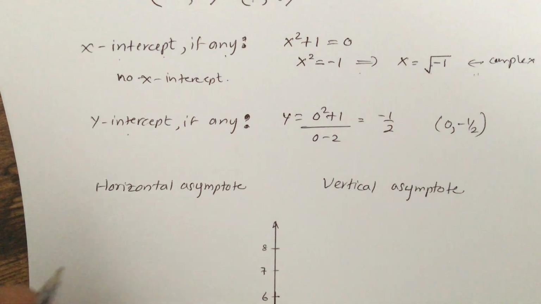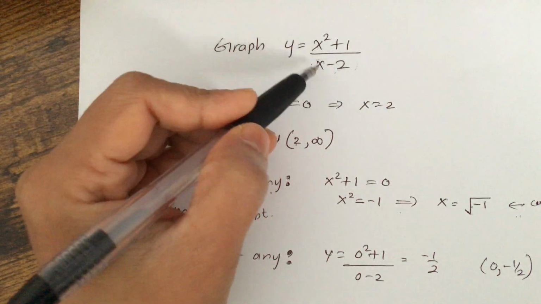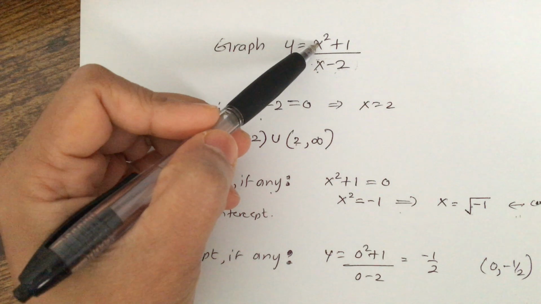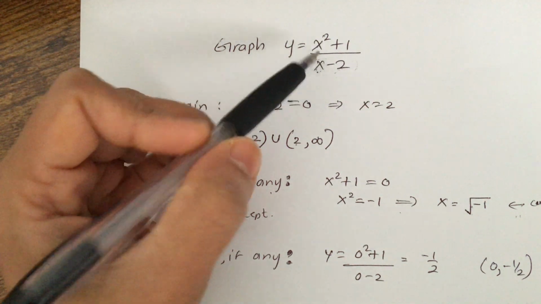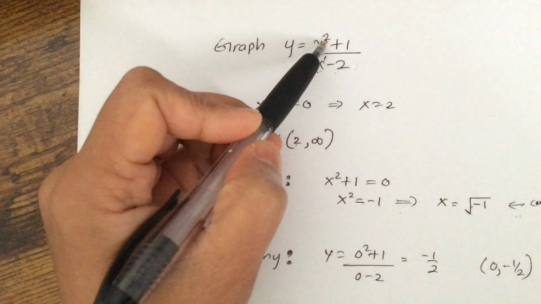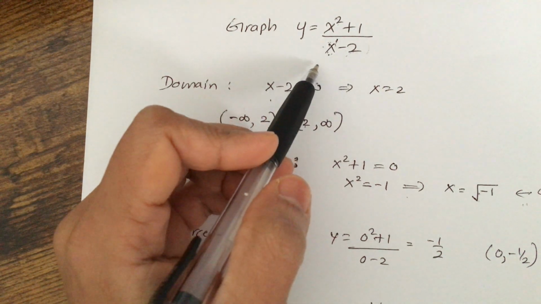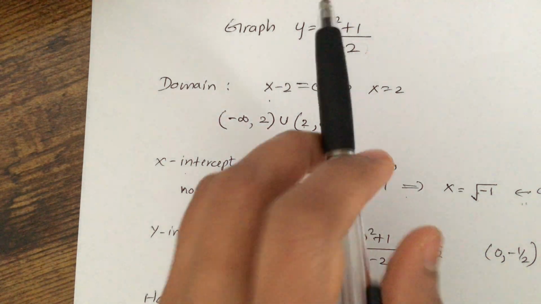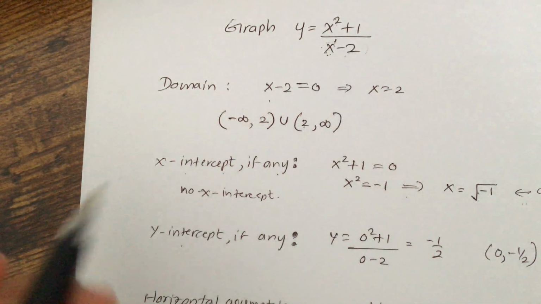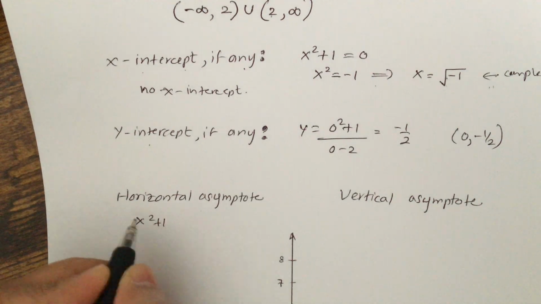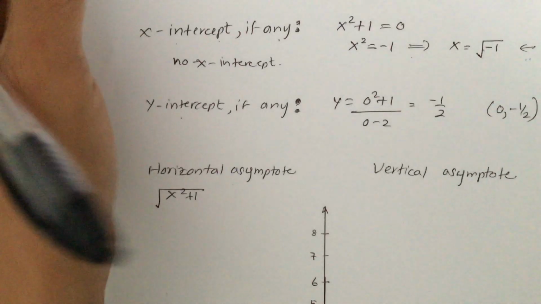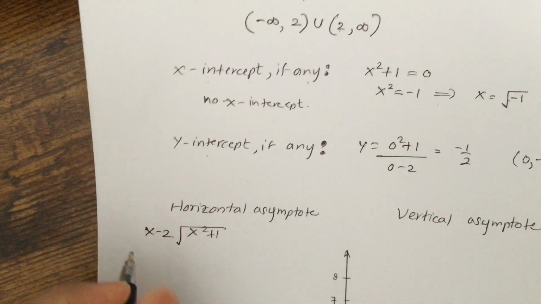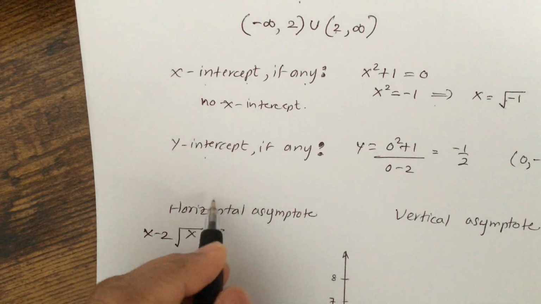To find the horizontal asymptote, you have to look at the numerator and the denominator. As you can see, the degree of the numerator is 2, which is higher than the degree of the denominator, which is 1. So in this case, your horizontal asymptote will be the quotient of the division of the numerator x squared plus 1 by the denominator x minus 2. So the quotient will be your horizontal asymptote.